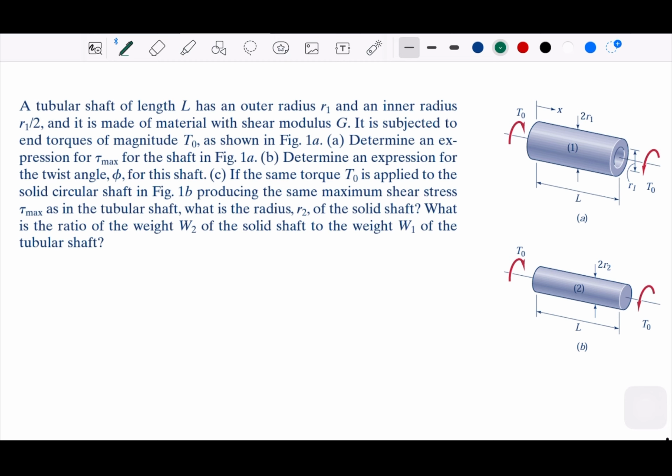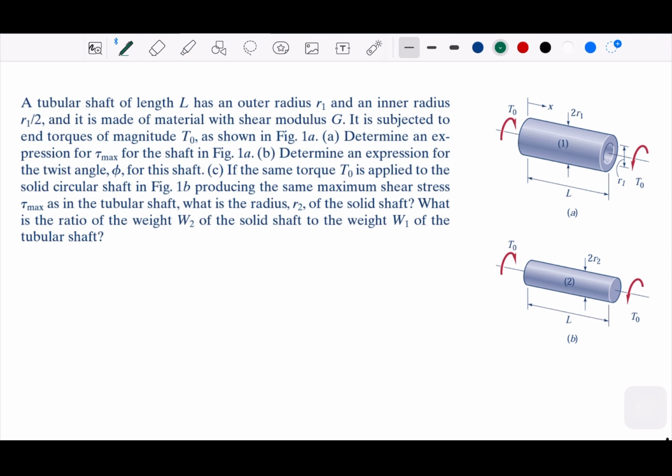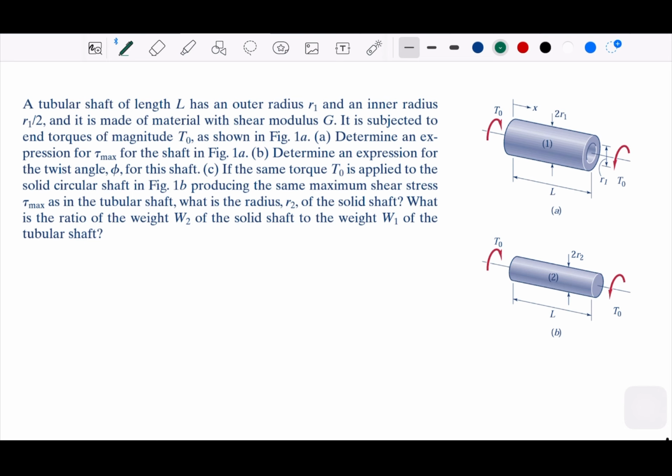So a tubular shaft of length L has an outer radius R1, maybe make it bigger, and inner radius R1 over 2. It's made of material with shear modulus G, so it doesn't give you the number, but it's a constant. It is subjected to a torque of magnitude T0, as shown in figure 1A. This is A here, T0 here. Determine the expression for the tau max, the maximum shear stress for the shaft.